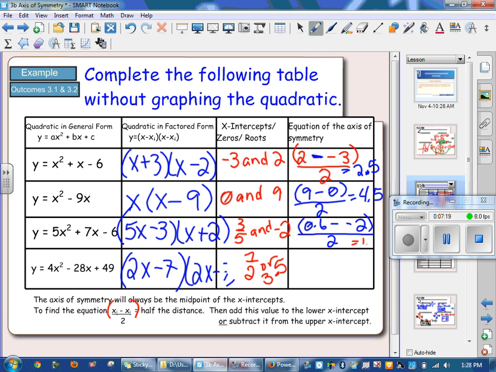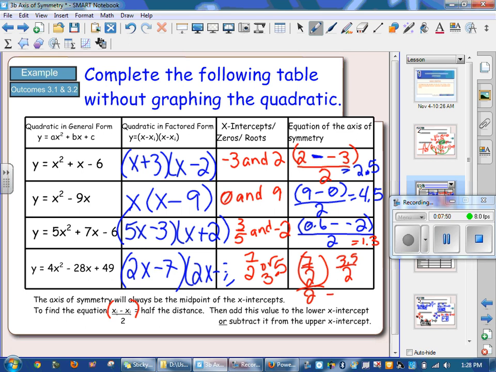Okay, over here, we're going to take 7 over 2. Leave it at 3.5. Yeah, it's just 7 over 2, or 3.5, divided by 2. So it's 1.75.